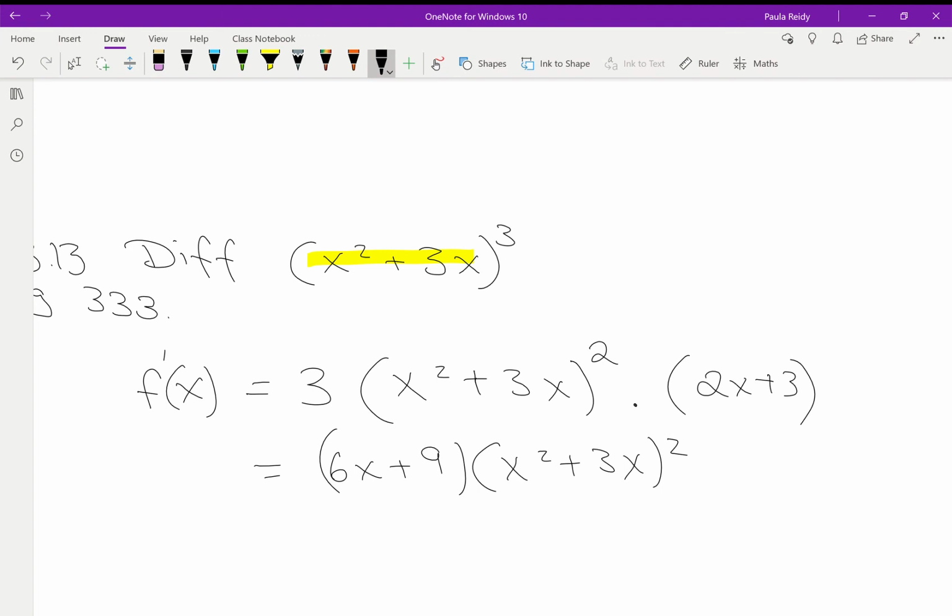Okay, have a look through those a few times, and I'm sure your understanding of the chain rule will improve.